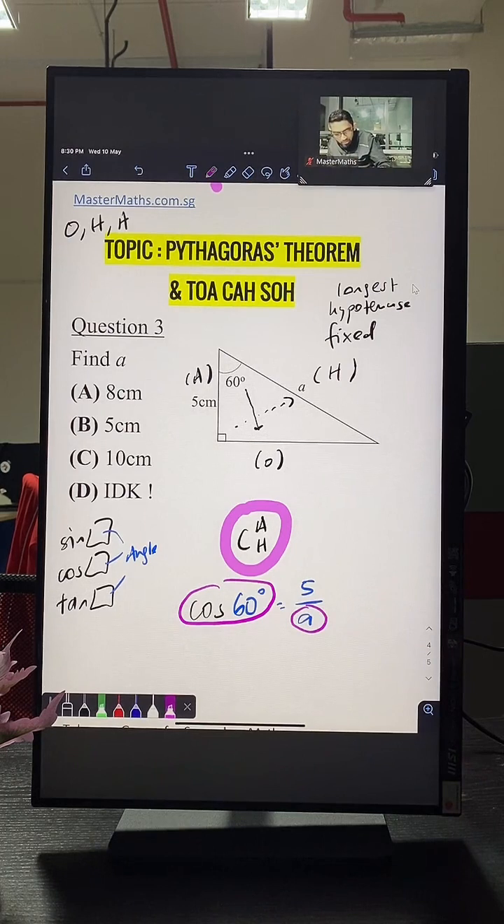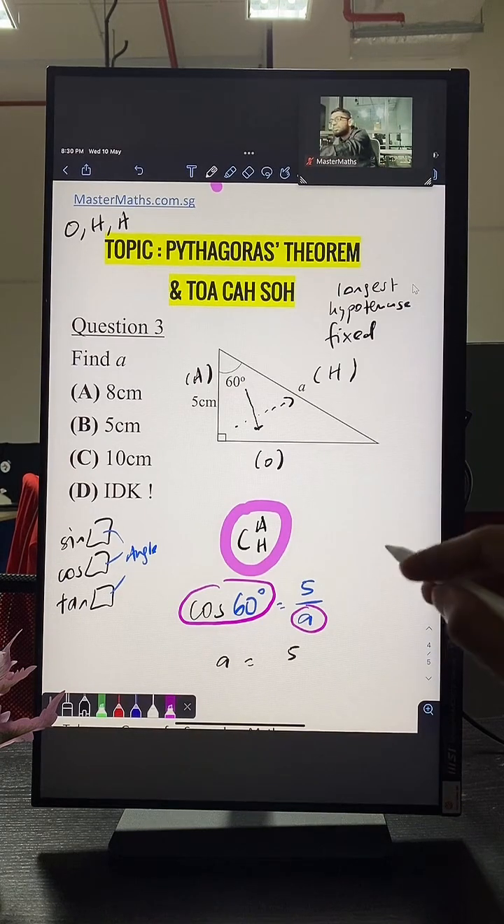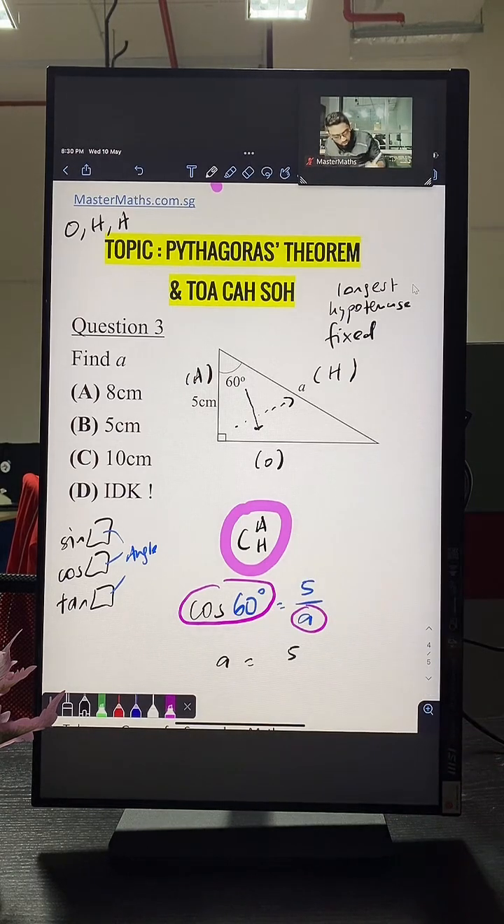Okay, so let's do our swapping right now. A goes to the top. 5 is still there. Don't change the 5. 5 is a good boy. The good boy remains there at the top. Okay, cosine 60 goes down though. Cosine 60 goes down. So when cosine 60 goes down, it's 5 divided by cosine 60 degrees.